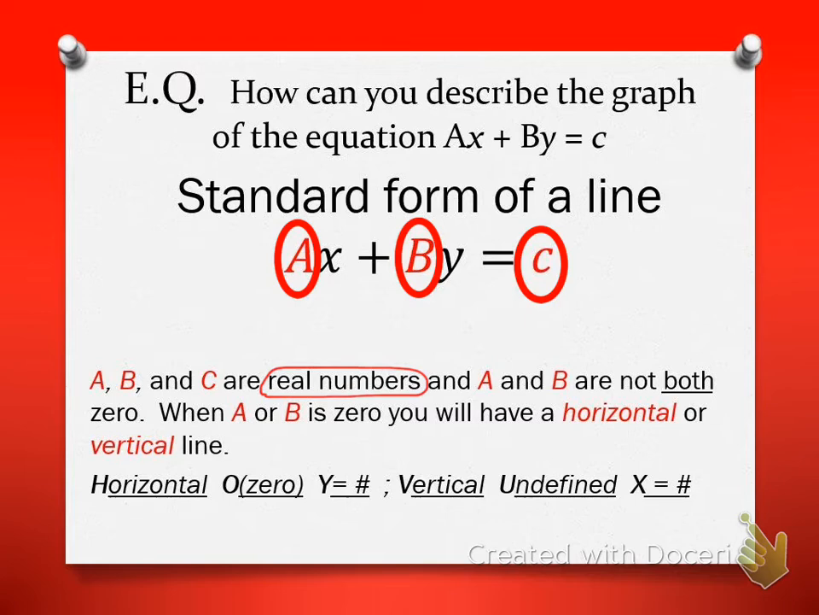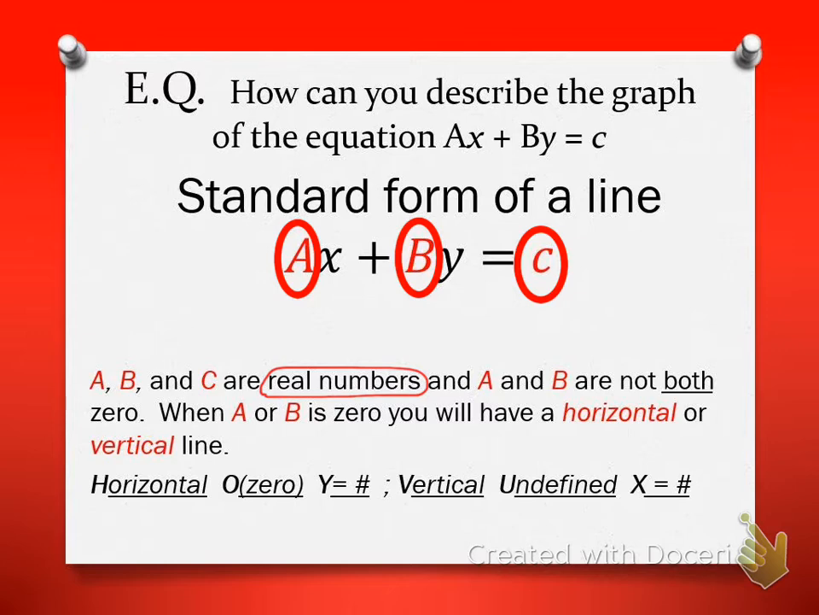However, when a or b, so if you want to circle or underline or highlight "or", when a or b is 0, you will have a horizontal or a vertical line. So one of those numbers, the a or the b, can be 0. And when that variable goes away, you now have either a horizontal or a vertical line.